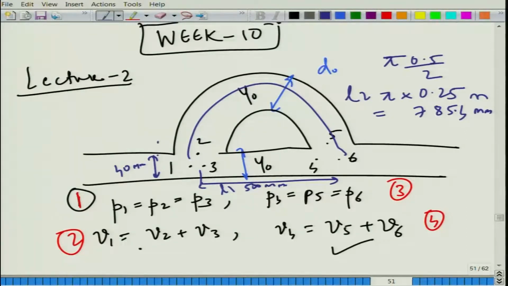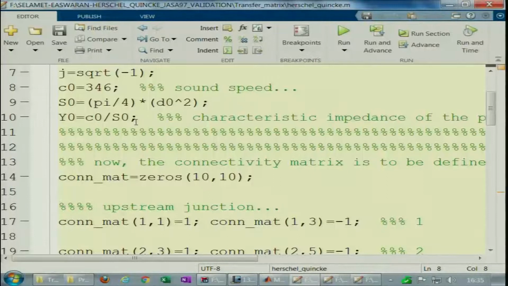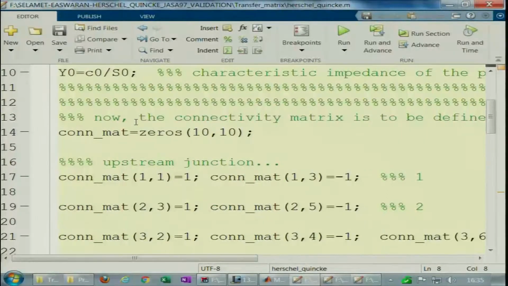Now we can quickly go to MATLAB and figure out what is going to happen to the transmission loss. Here we have the MATLAB script that I have written in advance, so I am not going to do it live. These codes were written some time back. I am assuming a sound speed of 346 here, and the diameter is given by the user. L1 and L2 are the lengths, as I have mentioned. This is the characteristic impedance, and this is the connectivity matrix.